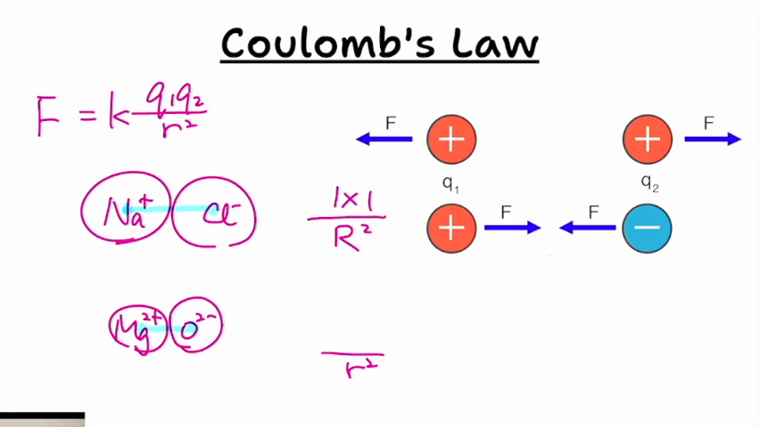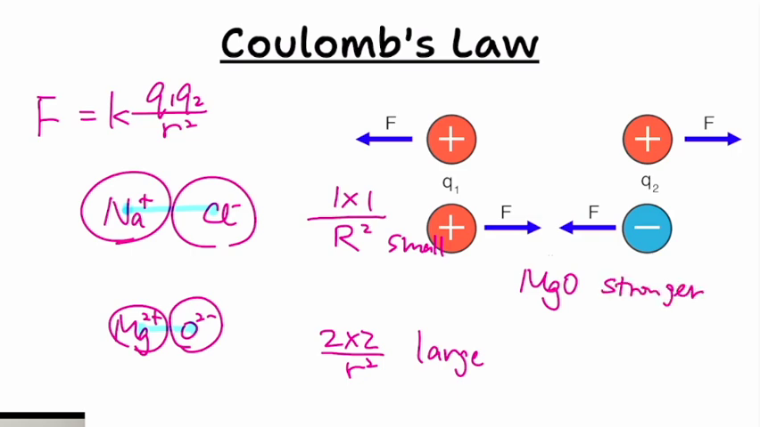Then for magnesium oxide, the charge will be 2 times 2. The charge is greater and the distance is smaller, which means this whole ratio will be much greater for magnesium. This is large and this is small. So magnesium oxide ionic bonds will be much stronger than the sodium chloride ionic bond, which means magnesium oxide will have a higher melting point, and it is a better conductor of electricity, and it's more brittle and more rigid.